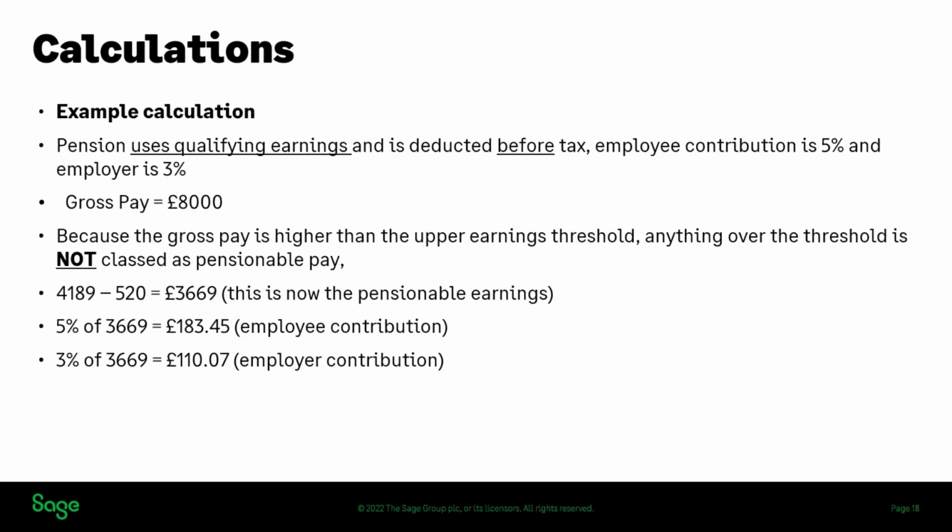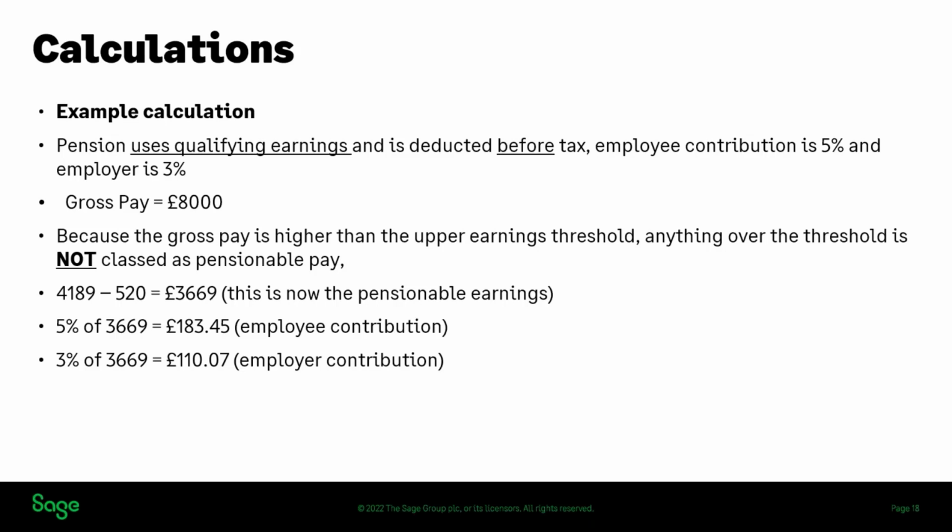What that in essence means is when a pension scheme uses qualifying earnings, there is a maximum pensionable amount. So we look at the upper earnings, which is 4,189. We don't look at the 8,000 because it's over the upper earnings. We then deduct the lower earnings like we did last time, which is 520, and that gives us 3,669. Now, this is your pensionable pay. When a scheme uses qualifying earnings, this in essence is your maximum pensionable pay.